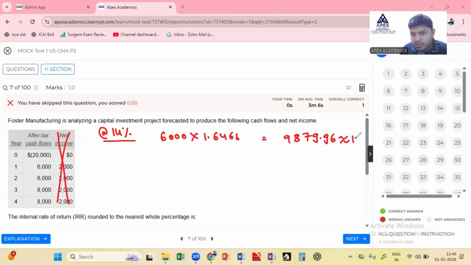So I am going to round this off to 10,000. I'm so sorry, I'm going to round this off to 9,880. Please try to understand. Now 8,000 for year 3, year 4.